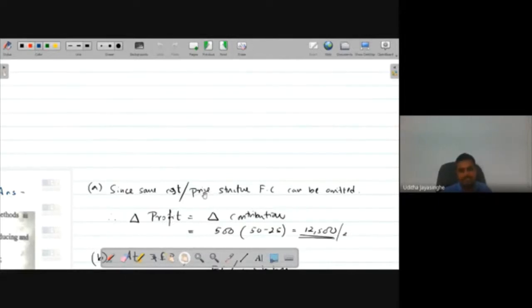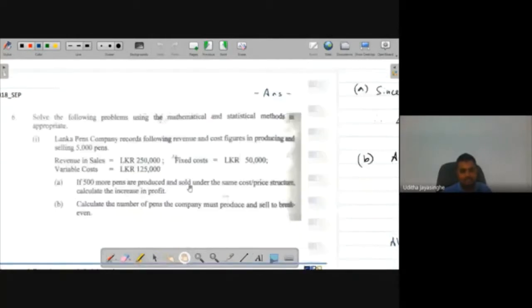Isn't that so? So what's the expectation of the question? It asks for the increase of 500 more pens. Calculate the increase in profits. Okay. So if you do a profit equation, the profit is going to be total revenue minus total costs. So for this level of 5,000, you can say 5,000 into the selling price minus 50,000 minus variable cost per unit into 5,000 on one aspect. And similarly, 5,500 multiplied by the selling price, assuming this is the same price, that is revenue on one aspect, and then take out all the fixed cost and then the variable cost.